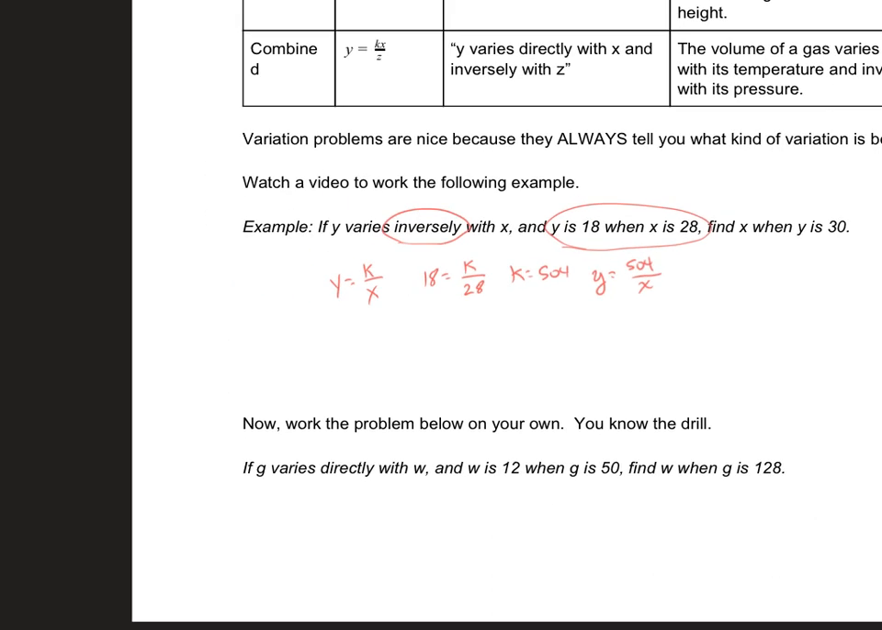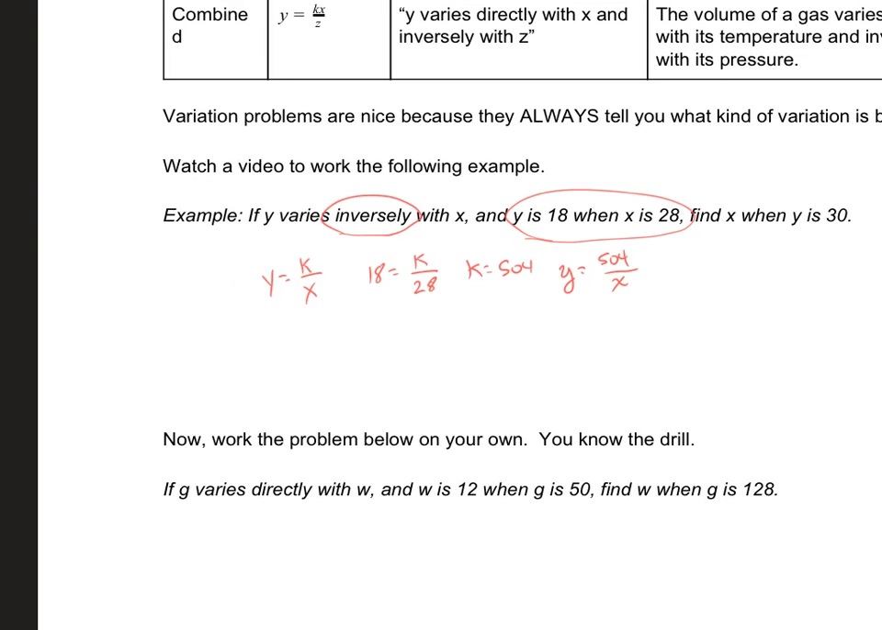So now we want to find x when y is 30. So we take that 30, we plug it in for the y. Draw a little arrow there. And we're going to solve this thing for x, which we would do by multiplying both sides by x and then dividing by 30. And that comes out as 16.8.